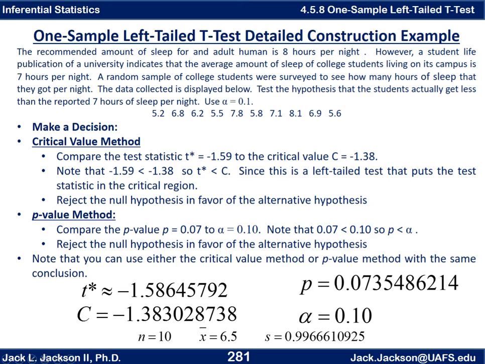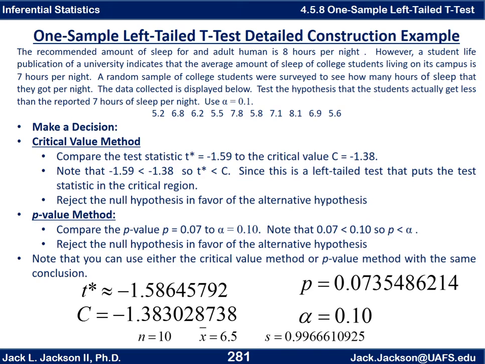In the critical value method, we're comparing the test statistic to the critical value. That basically is a t value to a t value, or an x to an x on the distribution of these t scores. Okay, so compute the test statistic. Compare the test statistic t star, which is negative 1.59, to the critical value negative 1.38. Notice that negative 1.59 is less than negative 1.38, so t star is less than c.